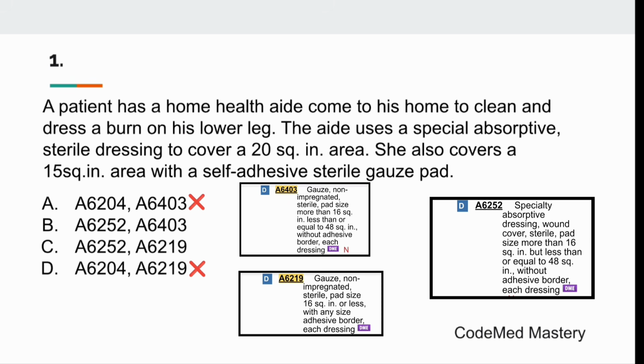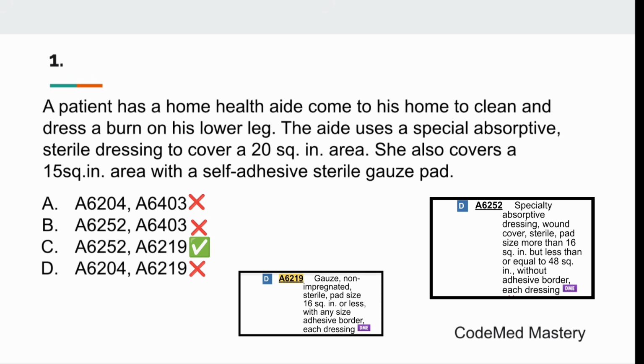They have given, she also covers 15 square inch area with self-adhesive sterile gauze pad. They have given 15 square inch area. Therefore, we have to use the code A6219, which is for pad size 16 square inch or less. The right answer is option C. Let us move on to the next question.